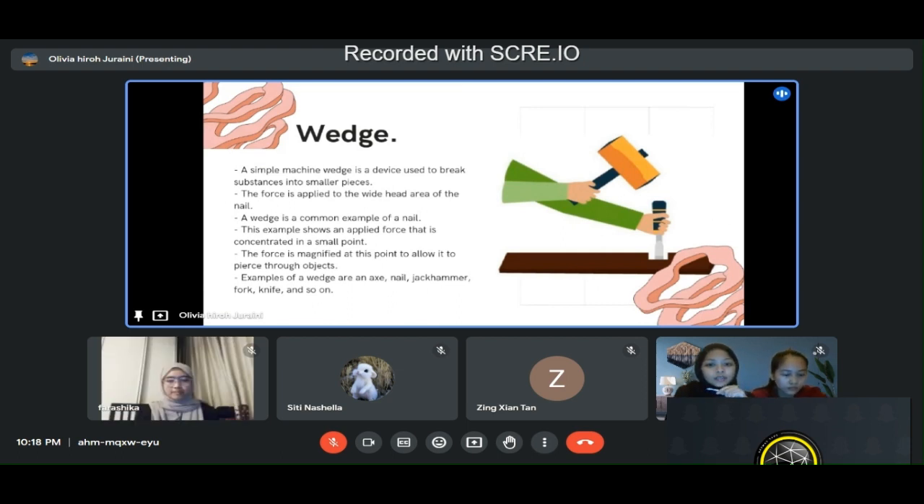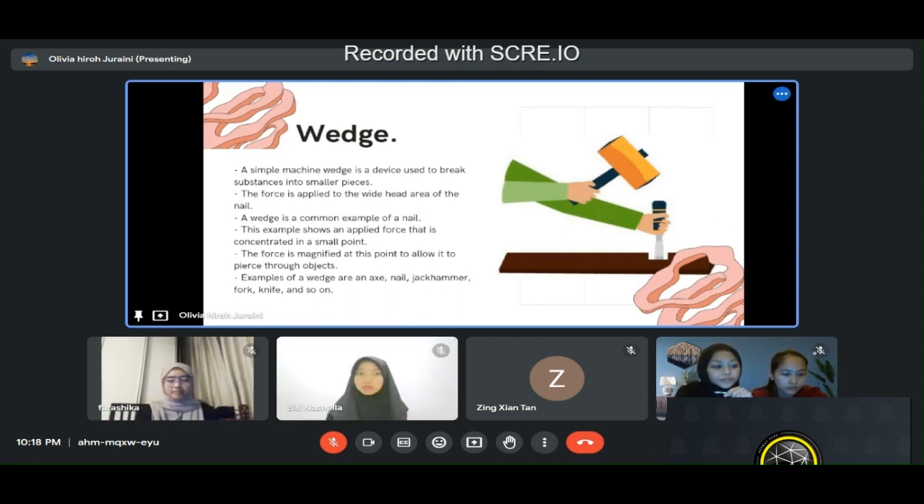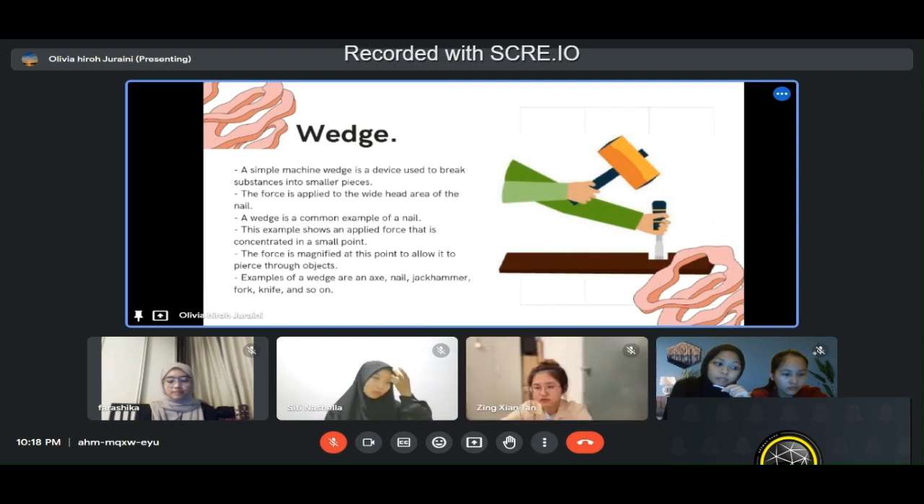The last one is the wedge. A wedge is a simple machine, a device used to break substances into smaller pieces. The force is applied to the wide end of the wedge. Other than that, a common example of a wedge is a nail.